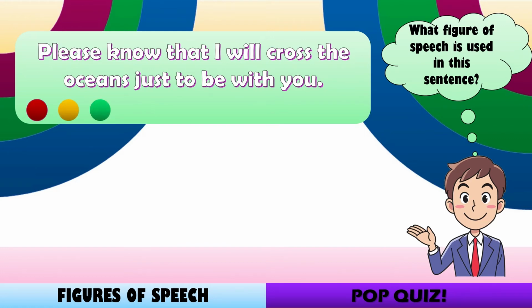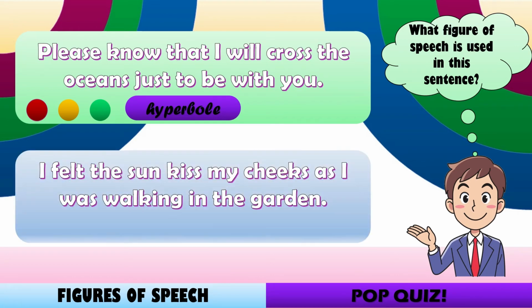Time's up. The answer is hyperbole. Why is this an example of a hyperbole? Because, of course, this is an example of an exaggeration. It's near impossible for a single person to cross all the oceans because oceans are known to be very wide and very deep. Another example, I felt the sun kiss my cheeks as I was walking in the garden.